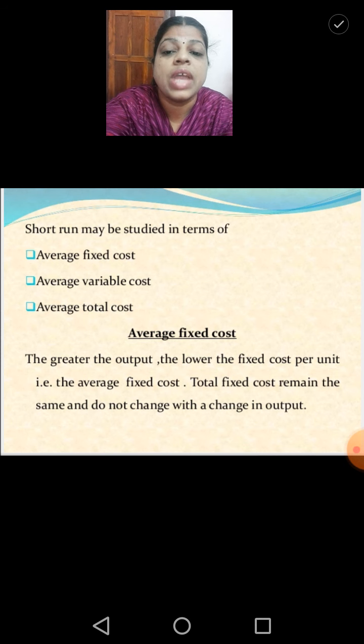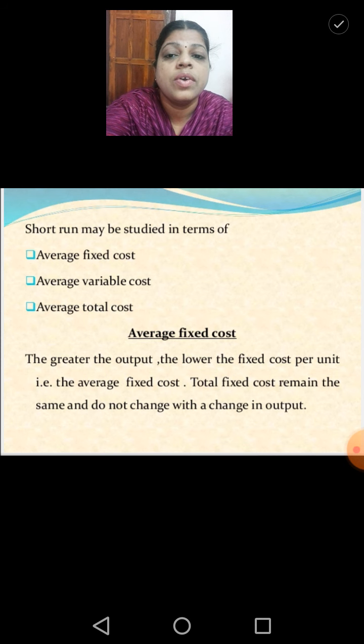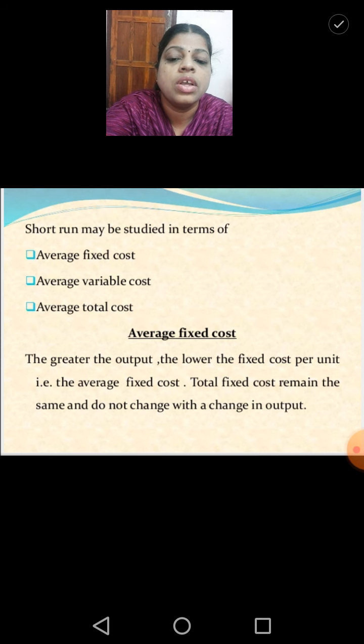So we have studied that in the short run, as we are keeping the fixed factors of production constant, right? What happens to that cost? It also remains the same. Whatever changes happen to the output, there are no changes in this fixed cost.